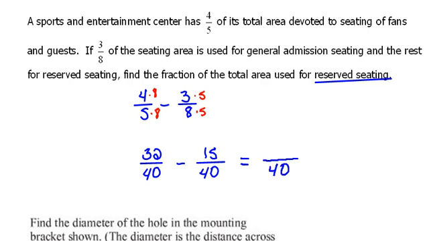Keeping that denominator since it's the same, 32 minus 15. Well, 32 minus 15, I'll have to come over here to the side and do that. That would be 17. So our answer would be 17/40 of the seating area is used for reserved seating.